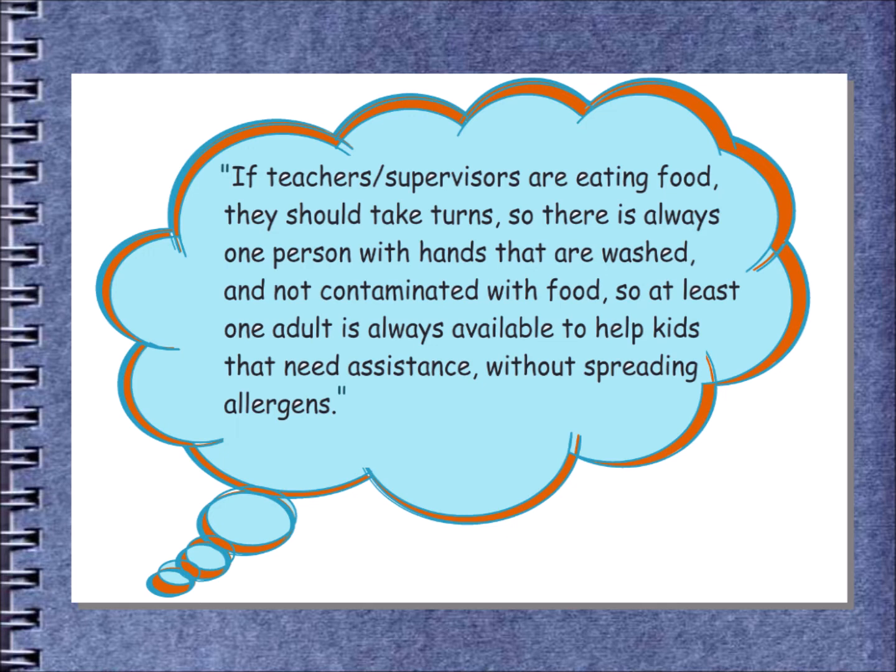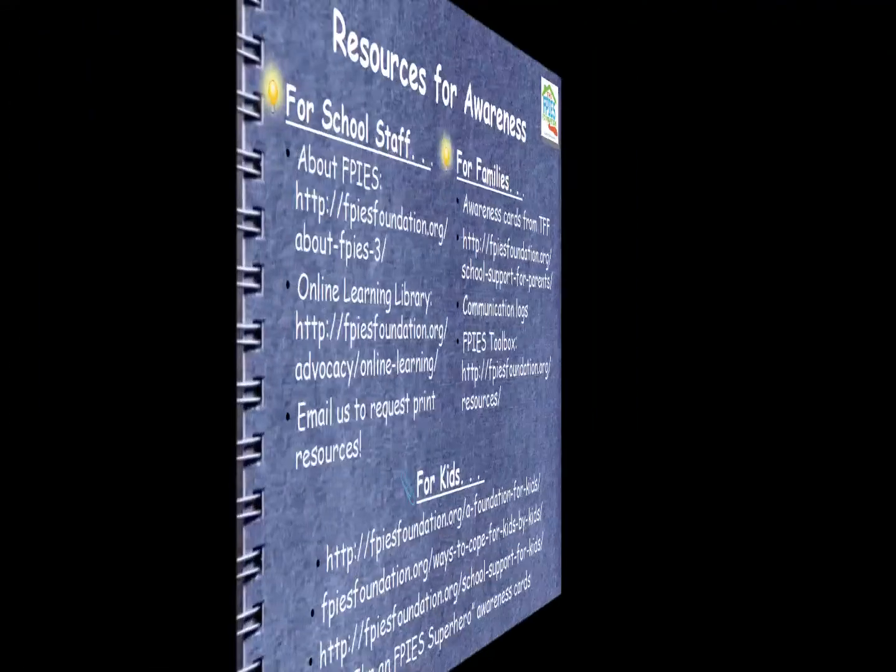So taking turns is really a great way to head that off and to make sure there's always someone available to help the children. And just to piggyback on this, remember that, say you're helping Jimmy open his carton of milk, and then maybe Sam needs help with his juice box, but Sam has an FPIES reaction to milk. You're obviously going to wash your hands in between helping Jimmy and helping Sam. So again, trying to avoid cross-contamination, just keeping that in mind.